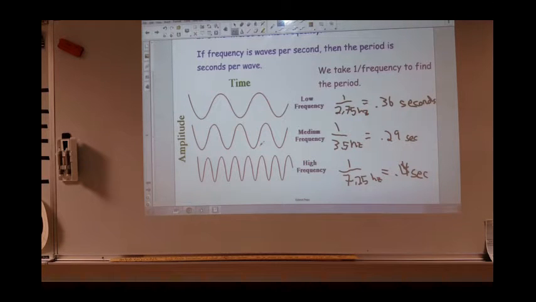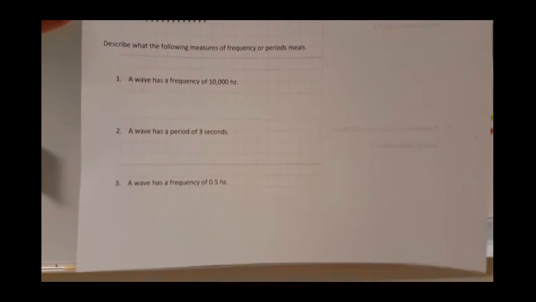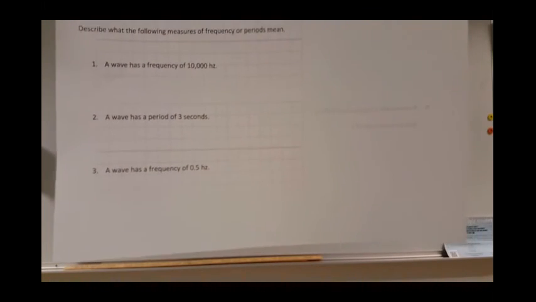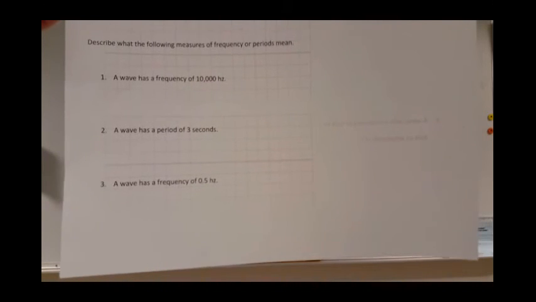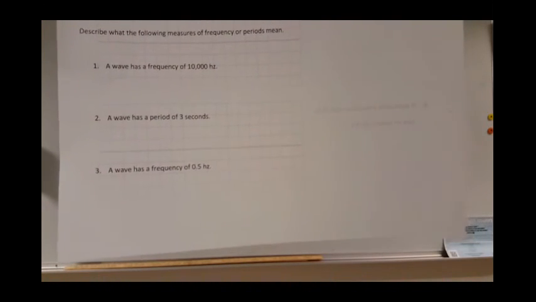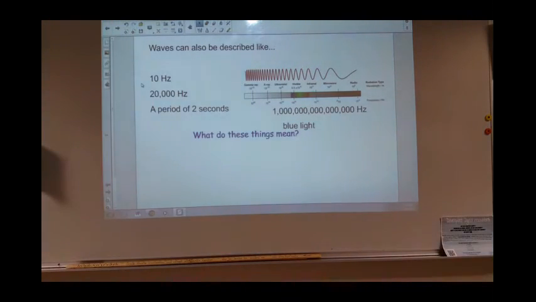All right, this was part 2 of the video. All right, students, this is part 3 of today's video sessions. And now we're going to be describing what these things mean when you see them in words. So you'll see that we're on the bottom side of that little practice sheet. And I'm just going to go over, say you see something like 10 hertz. What does that actually mean? 10 hertz means that there are 10 waves per second.